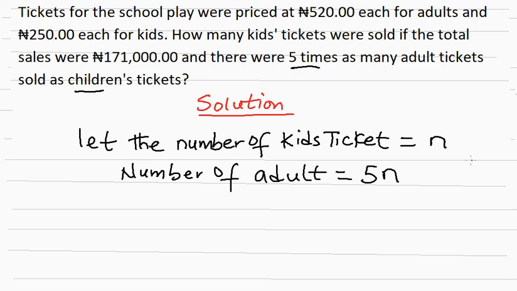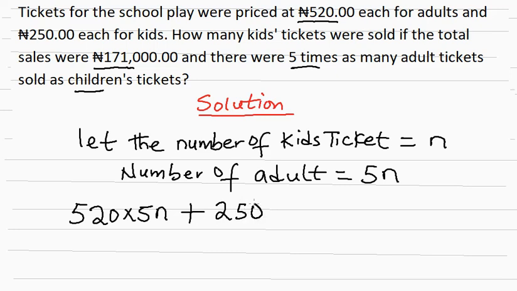And having known that the total amount that was realized is 171,000, we can now go by saying, for each adult the amount is 520. So I'm going to have 520 multiplied by the number of adults, which of course is 5n, plus the amount for the kid, 250, multiplied by the number of kids, which is n. Everything now amounts to 171,000.